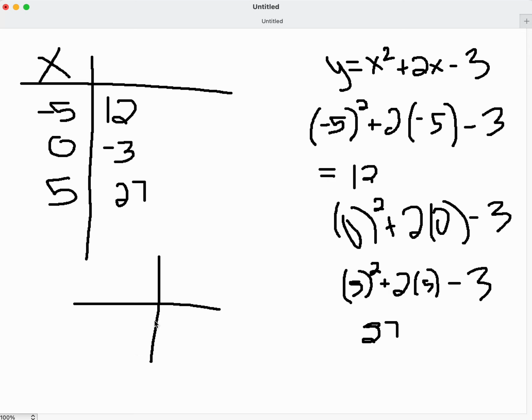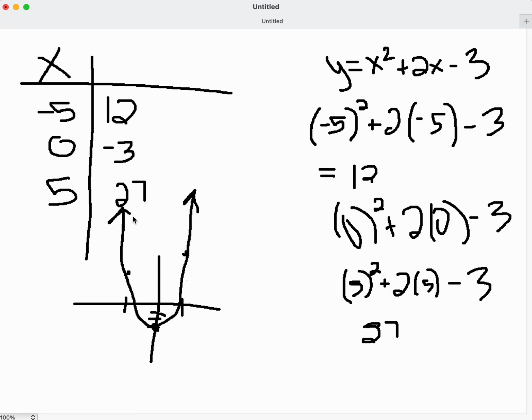Then you're just going to plot those 3 points on the graph. So I have 0, -3. I have -5 at positive 12. And I have positive 5, which is at 27. And then I'm just going to connect the dots.